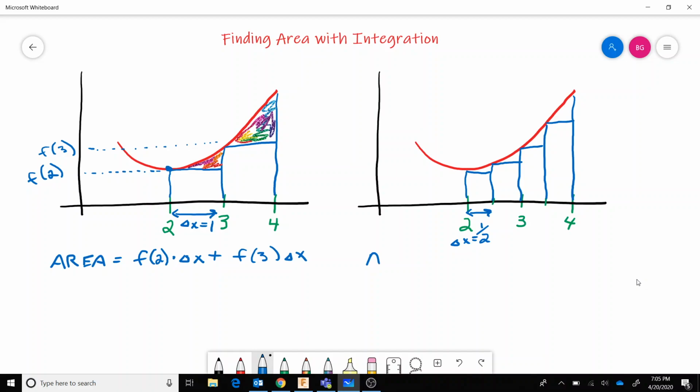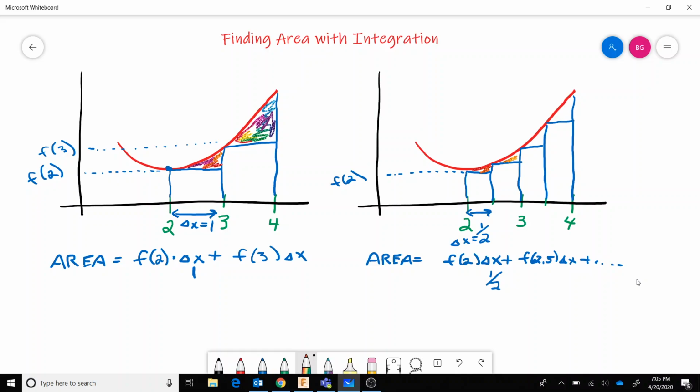And when I find the area, I'm going to do a very similar thing. I'm going to take f of 2 and multiply it by that delta x. Now over here, delta x was 1. Over here, delta x is 1/2. I made these rectangles thinner. And my next rectangle will be whatever f of 2.5 is times that delta x of 1/2, and so on for all four.